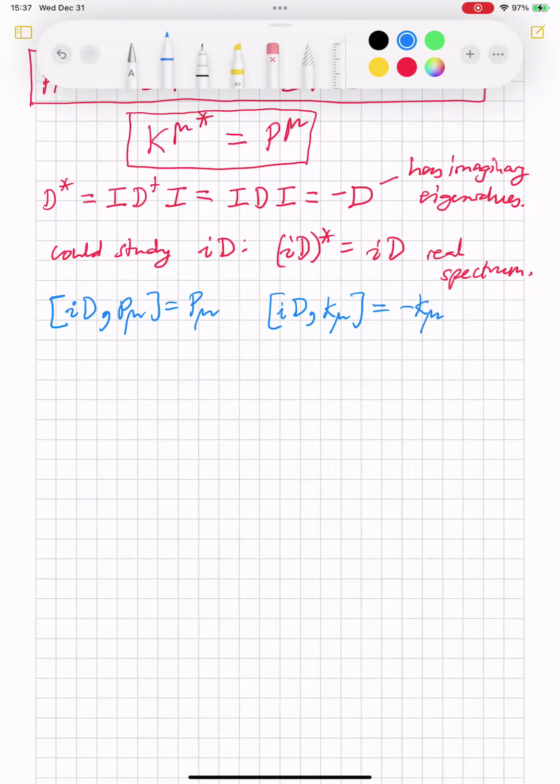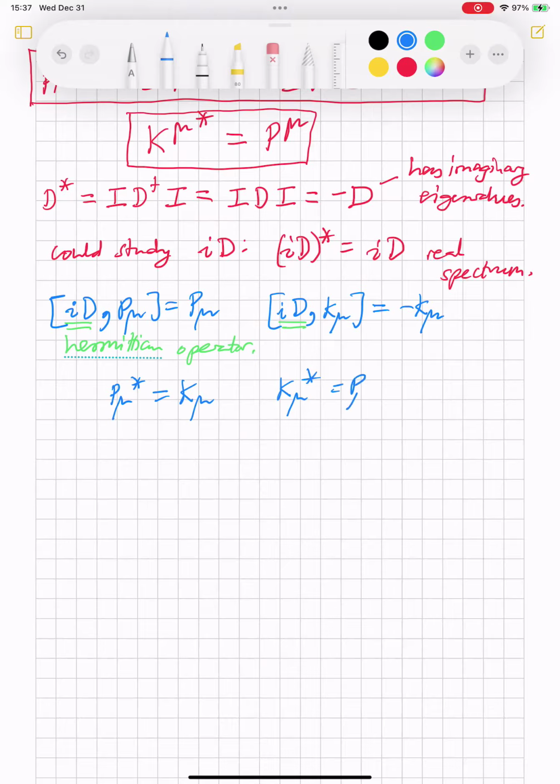And notice that here we've got iD. This is a Hermitian operator. And even more than that, we said that we wanted to know the eigenvalues of the dilatation operator. So we wanted to know the eigenvalues of iD. And the other thing that we've got is P mu star is equal to K mu, and K mu star is equal to P mu.